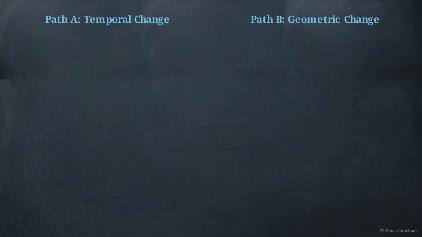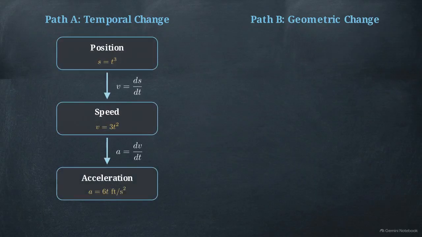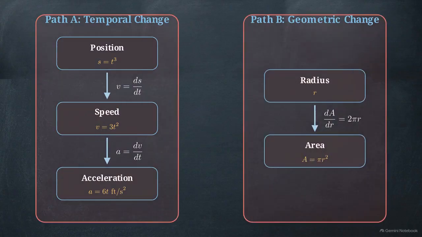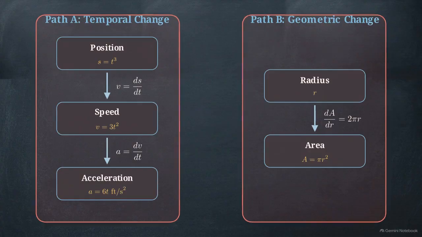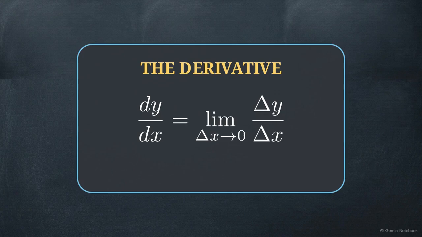Today, we followed 2 parallel paths. In path A, we moved from a car's position to its speed, and finally, its acceleration. In path B, we tracked how a circle's radius dictates its total area. The core concept remains the same regardless of the variables. A derivative tells you exactly how quickly one property changes the moment you alter a connected property.